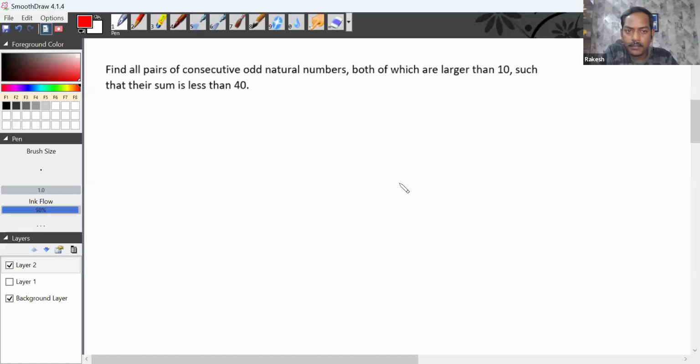So we have to find the pair of consecutive odd natural numbers. That means we have to find the solution in such a format, right? If you remember the video on integers, I told you what a pair of integers is. So what is an odd natural number? Odd is understood; natural numbers means positive integers, right? So we have to find how many such pairs there are such that the numbers are larger than 10.